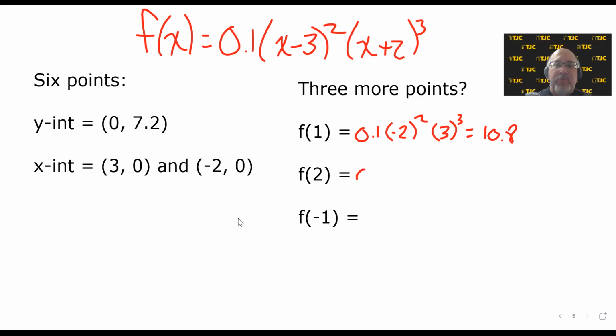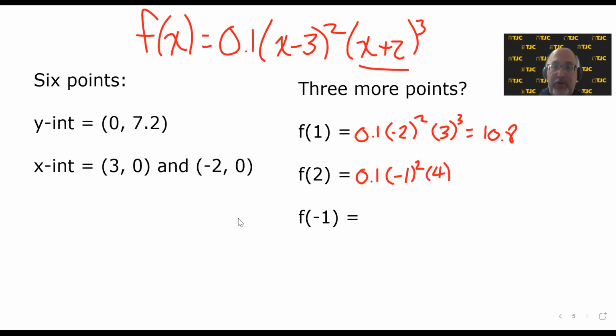If we put in 2, we'll still get 0.1. In this parentheses, we get 2 minus 3, which is -1, so that's going to get squared. But in the second parentheses, we're going to get x plus 2. Excuse me, we're putting in 2 for x. We're going to get 2 plus 2, which is 4.